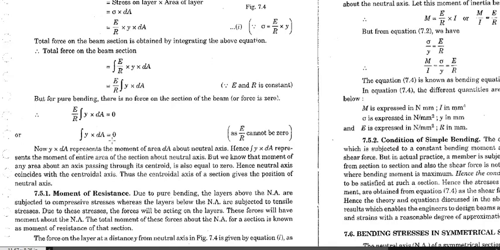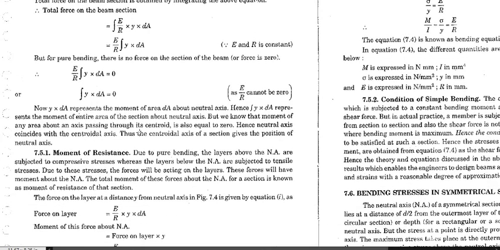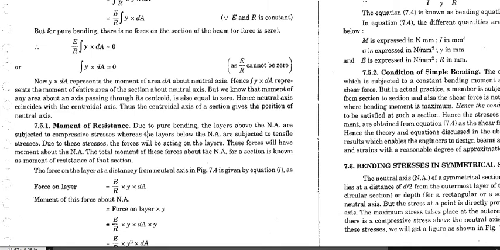That is why the integral of y dA equals 0, and this is defined as the moment of the area about the neutral axis, which coincides with the centroid. That's why it equals 0, and this is denoted by I. Next is the moment of resistance. So how are we going to define this moment of resistance?